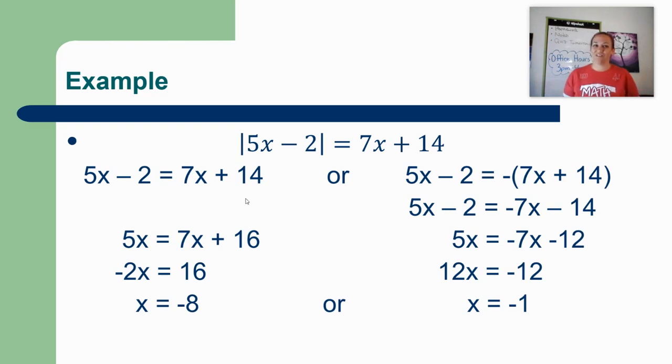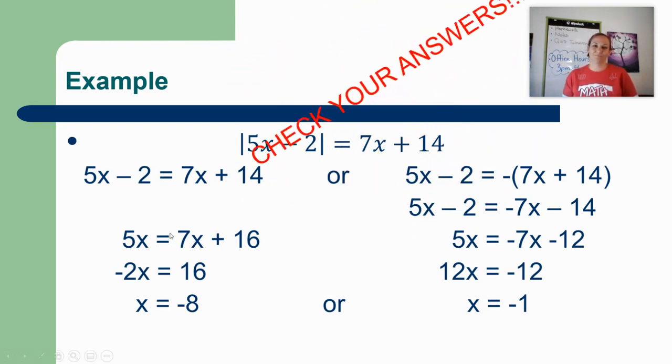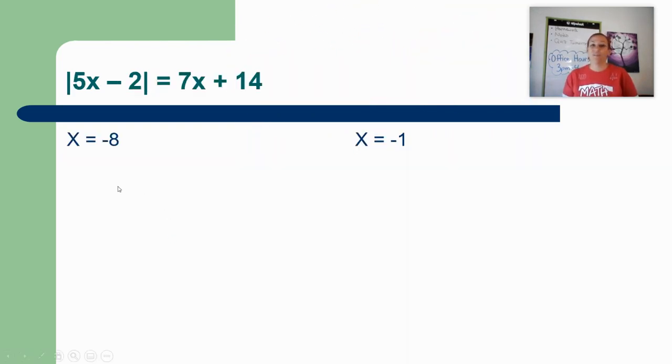So let's check our answers. These were the two answers that I got. And this was the original problem. When you're checking your answers, it's very important that you're plugging them back into the original problem, not one of the ones that you created. I'm going to start with the negative 8. So I'm going to plug negative 8 in everywhere I see a letter X. I'm going to simplify each side of the problem until it's down to a single number.